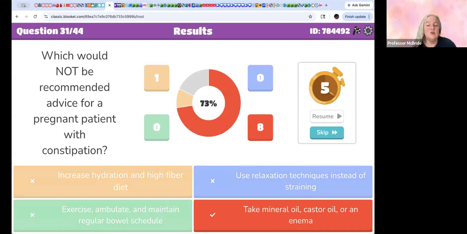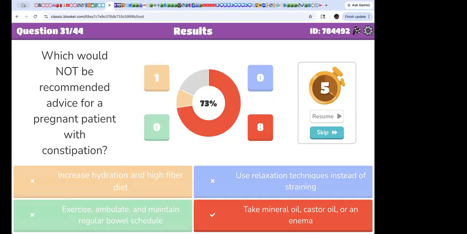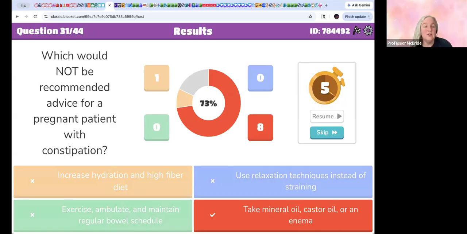Yep, so as nurses, we're not recommending these things. Mineral oil, enemas, and castor oil. Castor oil especially can cause diarrhea, which can cause dehydration, which is not good. It also can cause her to go into labor. That's why some people will take castor oil to try to go into labor. And so we're not going to encourage her to take any of these.